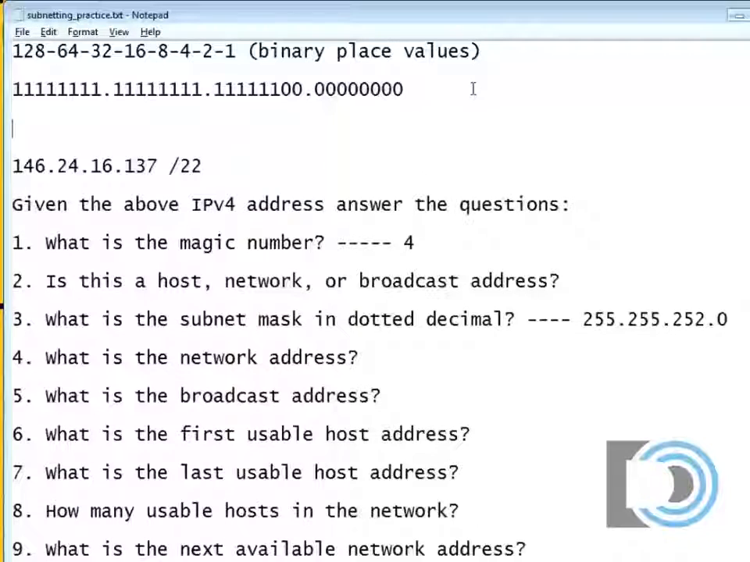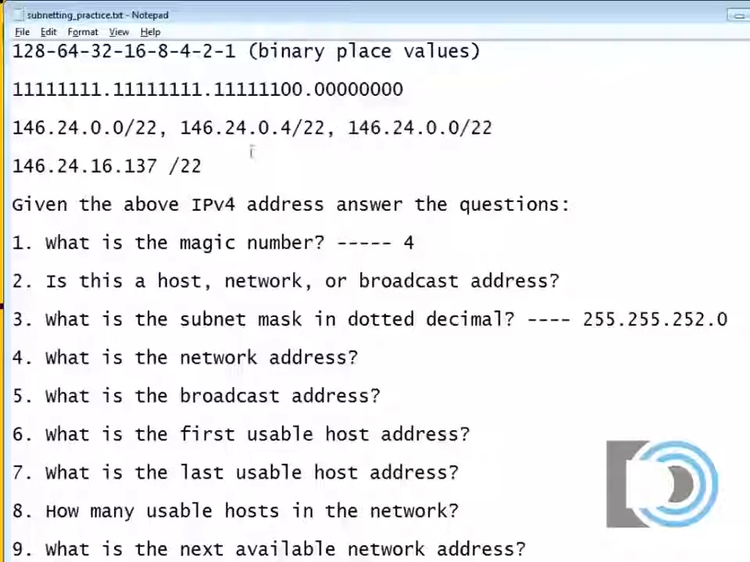All we have to do is write 146.24, and since our subnets are going to be in the 3rd octet, I put a 0 here and then another 0. So this is our first network. Okay, that's our first network. Copy. Our next network is 4. Did I put the 4 in the right place? I did not put the 4 in the right place. The 4 goes here.